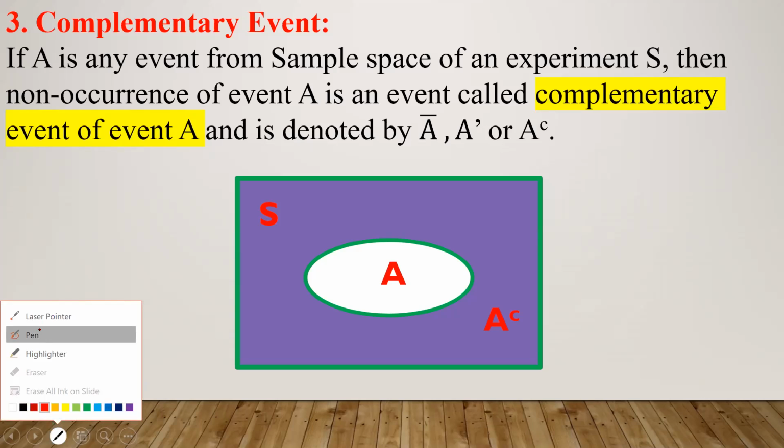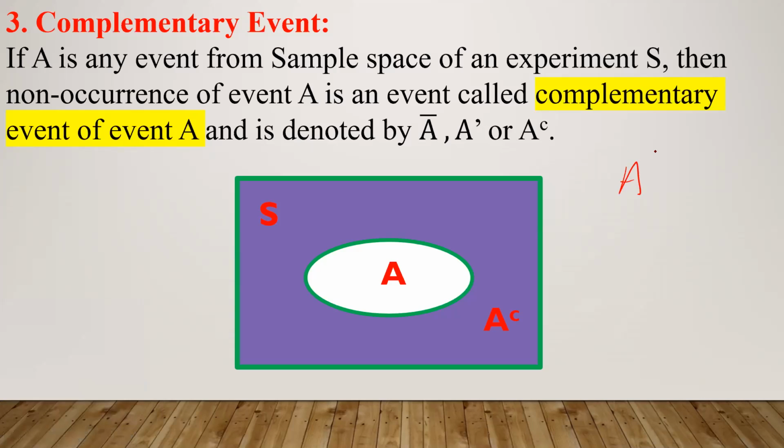Different books use different symbols: A bar, or A dash, or A with a C on top, A^C, C for complement. Now, this is the technical definition. What you understand from this: suppose this is my sample space and A is an event here.